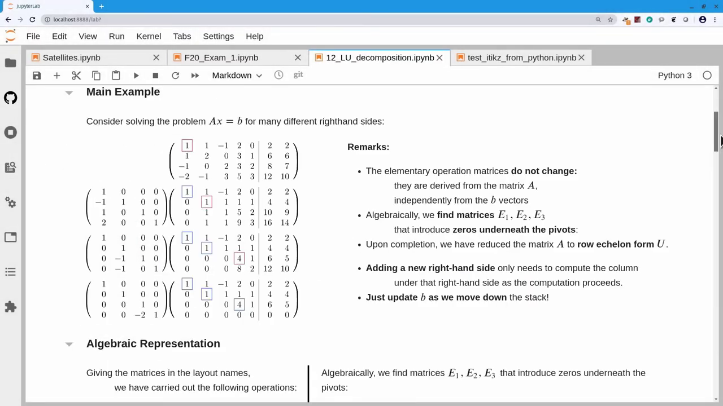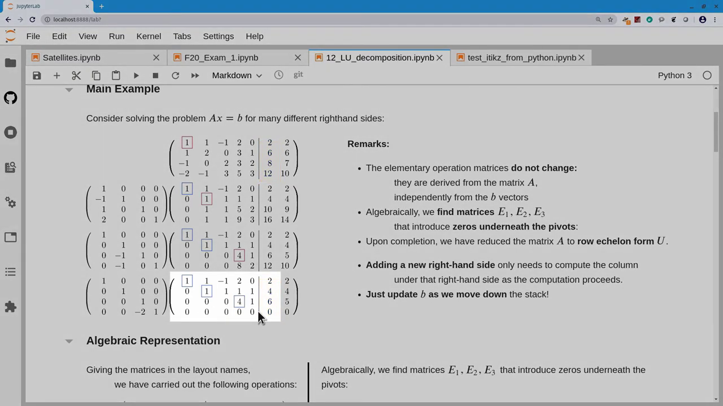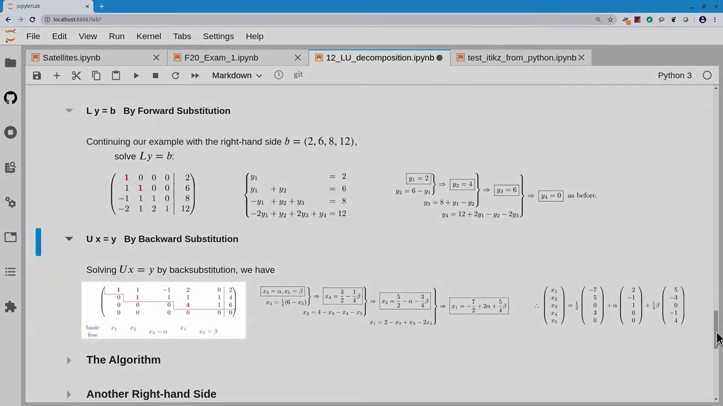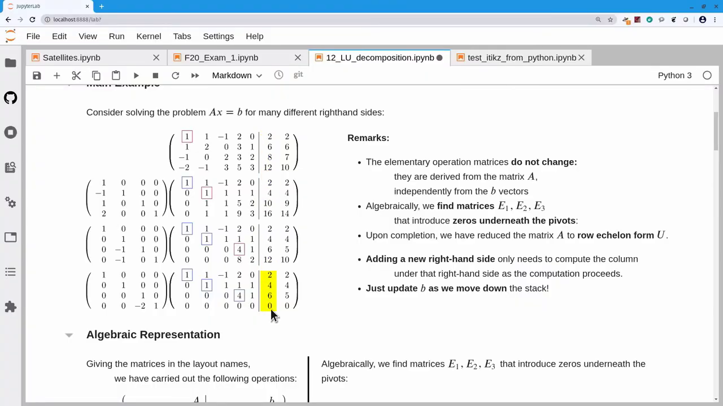If I go back to my original system, originally the b vector was 2, 6, 8, 12, and by solving LY equals B, we found the y vector. We went directly from the b vector at the first level to the final y vector. Then I find my row echelon form matrix, and at this point, all I have to do is go back to my back substitution, and solve that final system as usual. Let me quickly go back to the original problem. I have my row echelon form system, and the right-hand side is 2, 4, 6, 0, and I got it directly from the right-hand side 2, 6, 8, 12, in one step, by solving LY equals B.